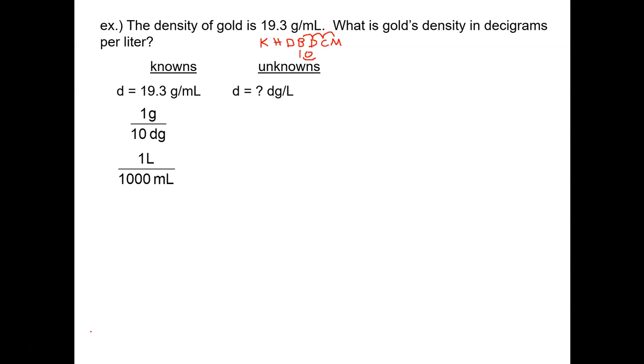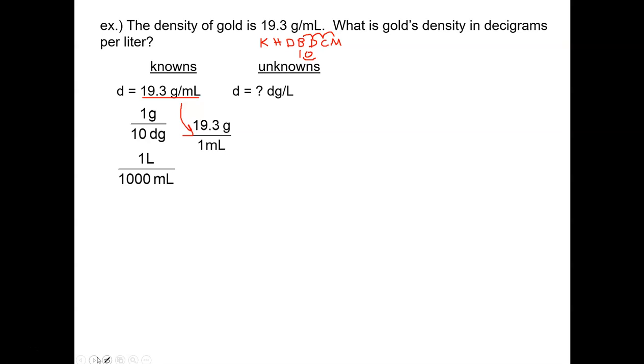All right, I think that's everything that I would need, right? This allows me to go from grams to decigrams. This allows me to go from milliliters to liters. That's everything I need. But now we've got to set it up so that the units cancel. First step in these kinds of problems is to take the given amount from the problem and start with that. So the first thing that we're going to do is write out that known.